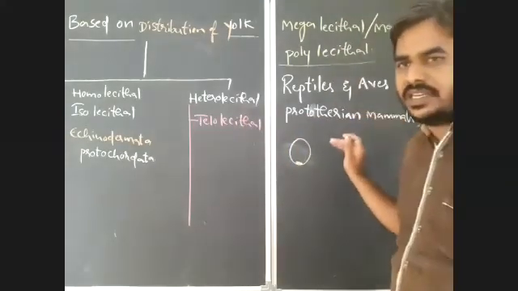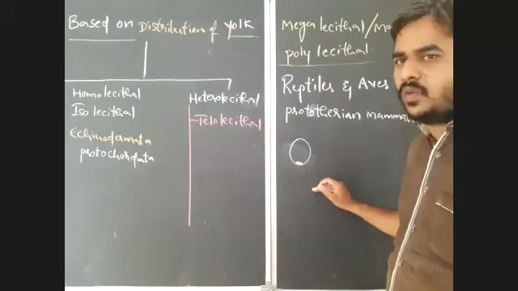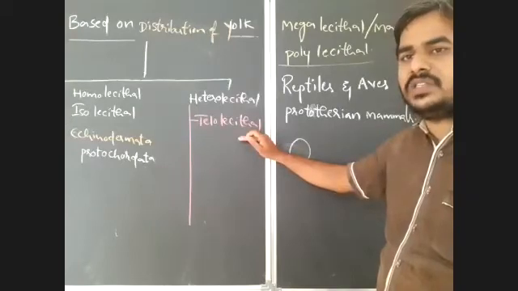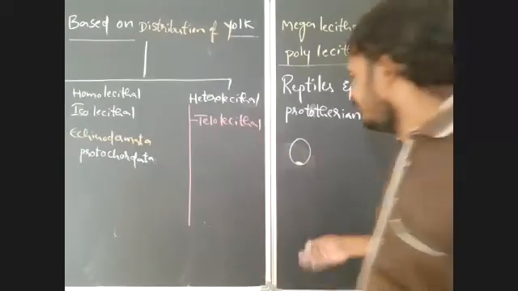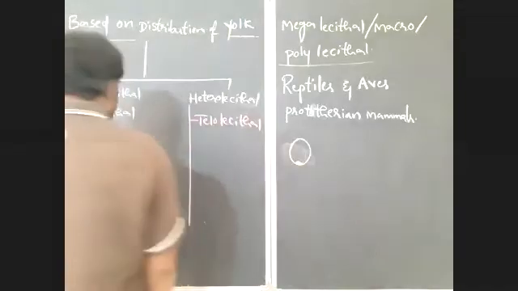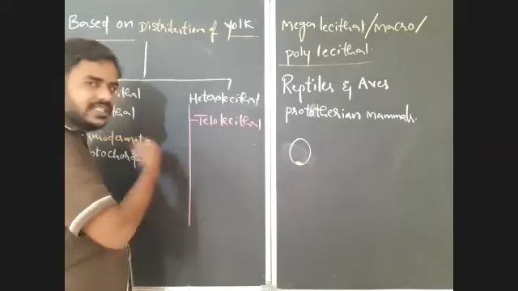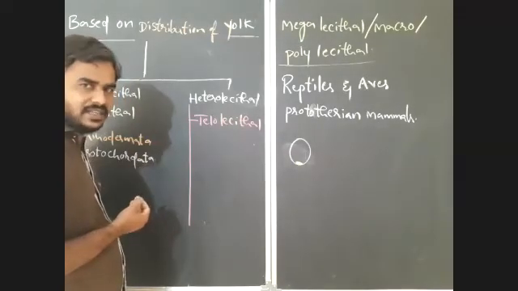In the telolecithal eggs, the yolk is accumulated only at one pole or only at one end, that is the vegetal pole. This type of eggs we will notice mainly in the mesolecithal eggs. For example, mesolecithal eggs are present in the amphibians. As already I told you, in amphibians, lungfishes, in Petromyzon, which type of eggs are there? Mesolecithal eggs.